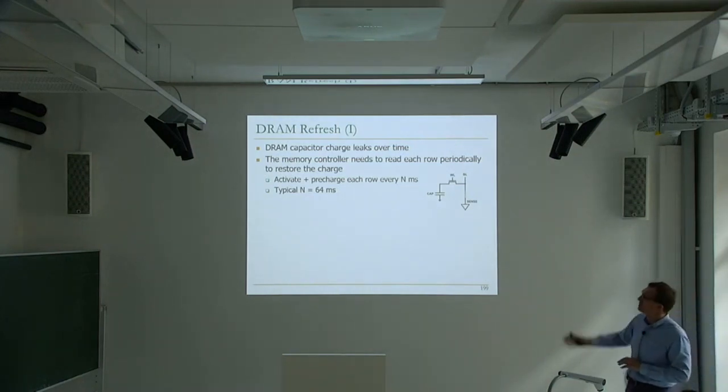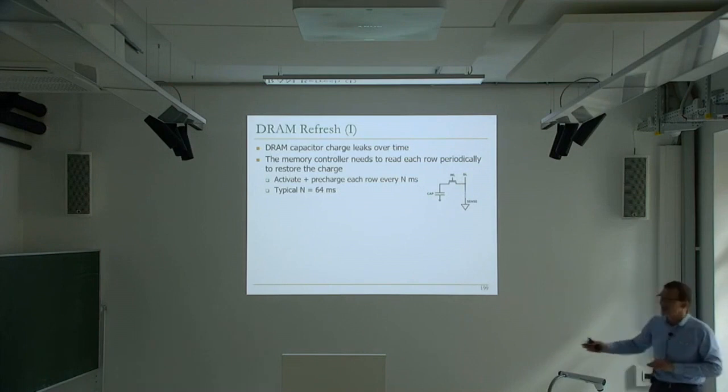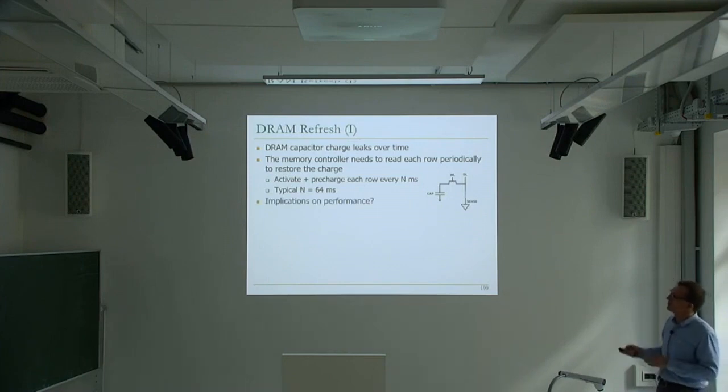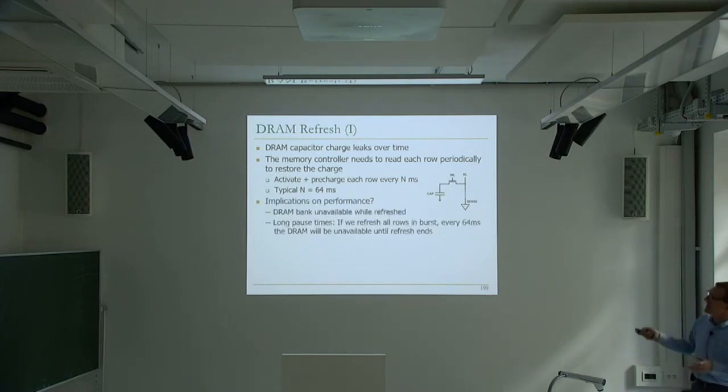At high temperatures, you need to actually make it 16 milliseconds today. In the past, it was 32 milliseconds. But it's going to go down, basically. You need to refresh more often. So there are clearly implications on performance here. DRAM bank is unavailable while refresh.